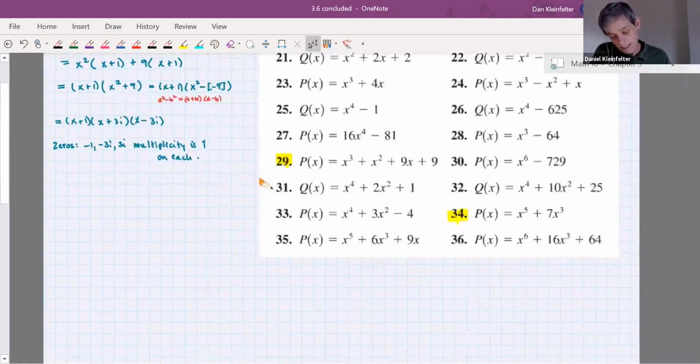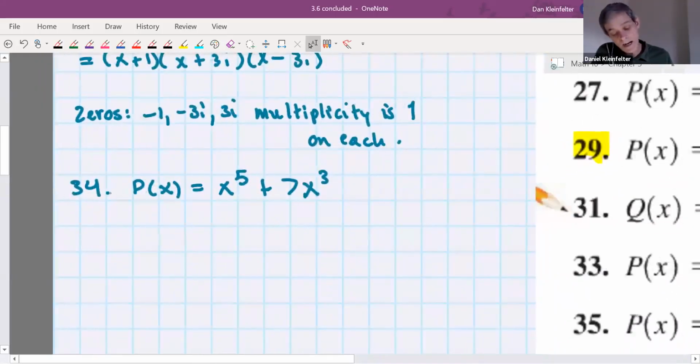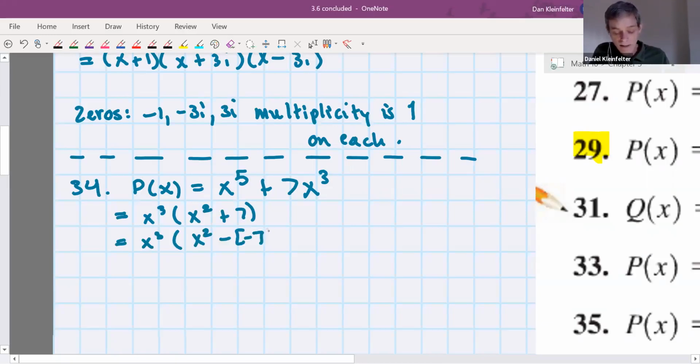We did 29. Let's see number 34. It says p of x is equal to x to the 5th power plus 7x cubed. So once again, I'm going to take a look and see about any common factors for that one first. This thing is only 2 terms, which is great, but it's degree 5. So we're going to end up with 5 zeros. So pulling out the x cubed, we'll have x cubed times x squared plus 7. Okay, x squared plus 7, we're going to look at this as x squared minus -7. And then we can factor it as a difference of squares.